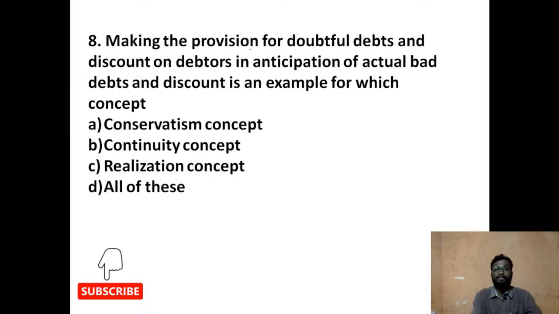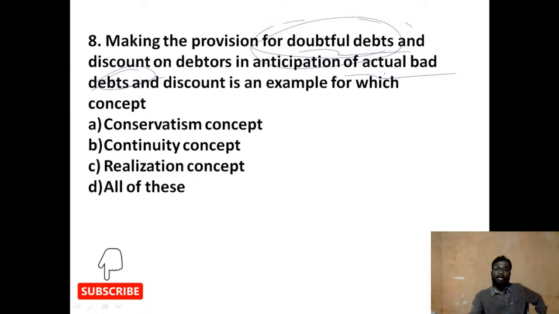Making the provision for doubtful debts and discount on debtors is an anticipation of actual bad debts and discount. It is an example of which concept? Try to understand. As per the conservatism concept, we generally anticipate future losses and not profit. Anticipating the bad debts, which is a loss, generally they are just preparing the provision.